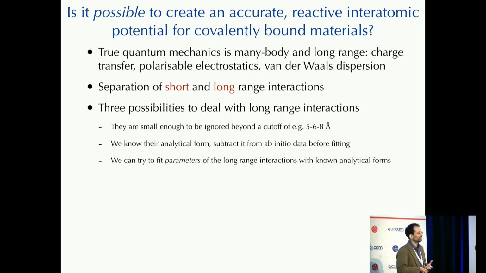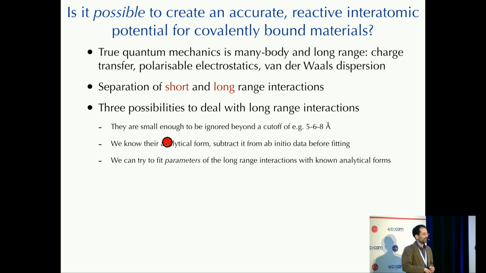So there are 3 possibilities to deal with the long-range interactions, in order of increasing sophistication. And the first one is to just not do it, right? And you can do that if they're small enough to be ignored. So for example, if you investigate materials with the same type of atom, then there is no charge transfer and there's no electrostatics. Then you're left with van der Waals, which is weaker, smaller, and shorter range.